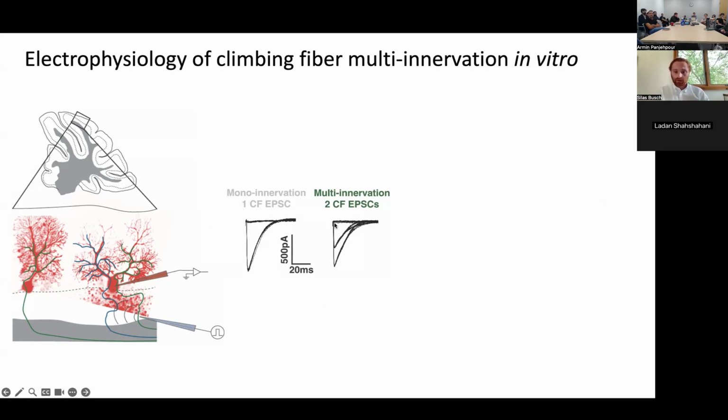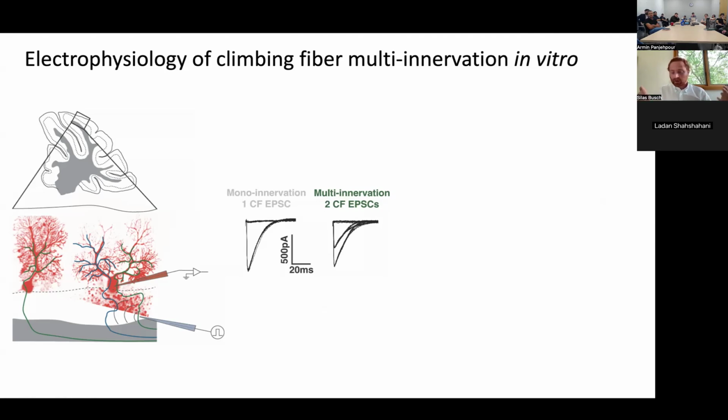But in some cases, you would get a recording where you would turn up your stimulus intensity and you would go from seeing one current amplitude that would be consistent. And then suddenly you'd start seeing another one. And that second current that's larger represents the summed current of multiple climbing fiber inputs that you've now started to stimulate because you turned your stimulus intensity up.